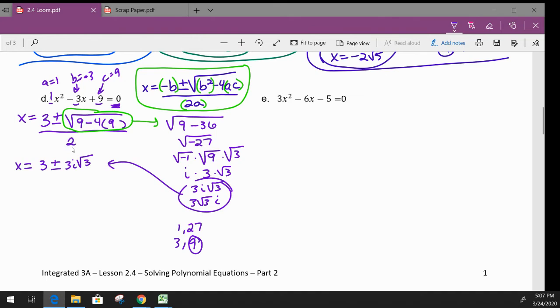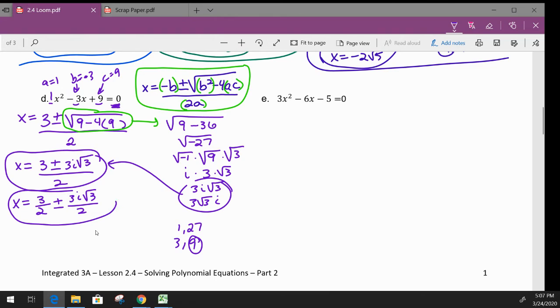Now don't forget your denominator. You're dividing by 2. So I can put this whole thing over 2, or I could write it as 3/2 plus or minus 3i square root of 3 over 2. So there are different ways of writing your answer as long as you understand that they are equivalent. The other way we could also do it is write it as 3/2 plus or minus 3 square root of 3 over 2i. That's kind of the way it looks in higher level math classes. So any of these will be fine.